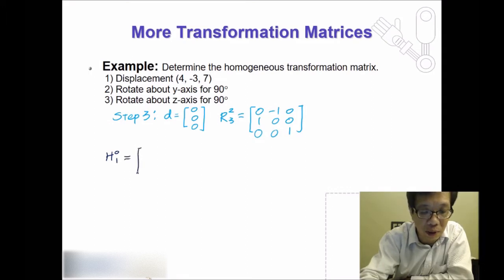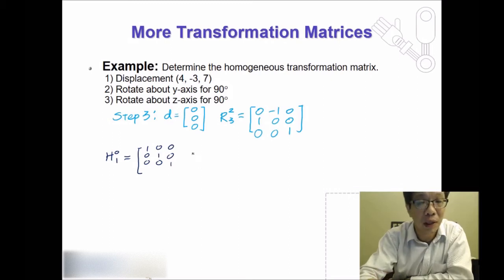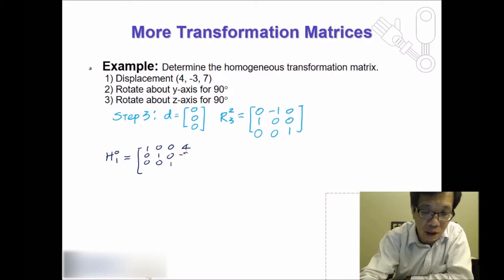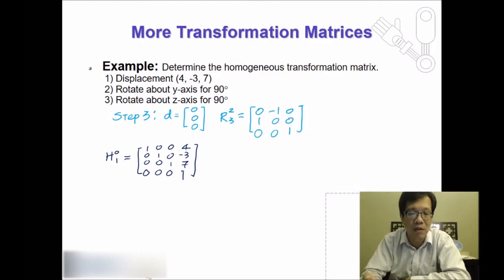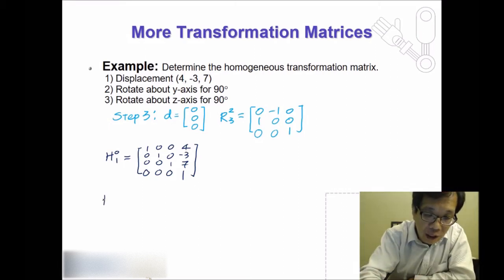The transformation matrix is going to be 1, 0, 0, 0, 1, 0, 0, 0, 1. This is my R. And my vector is going to be 4, negative 7, negative 3, and 7 over here. The fourth row over here is going to be 0, 0, 0, and 1. Nothing fancy. Since you know your D, your R, you should be able to come up with this homogeneous transformation matrix easily.